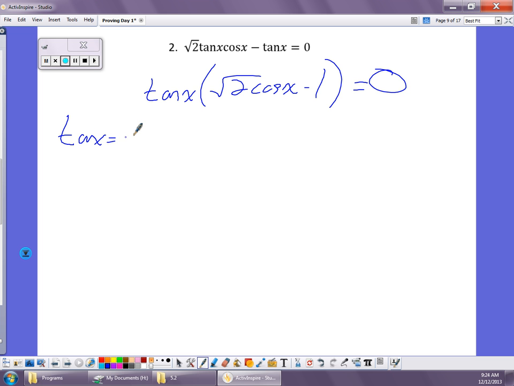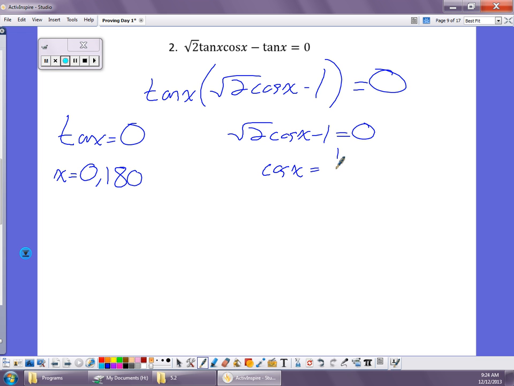So tangent x equals 0, and root 2 cosine x minus 1 equals 0. But root 2 applies to the tangent and the cosine, so as long as I keep it on one of them, it's fine. Okay, so tangent x equals 0 at 0 and 180. Here you add 1, divide by root 2, so you get cosine x equals 1 over root 2. Again, that's not something I'm used to seeing, but you should be starting to realize if you rationalize this, you get root 2 over 2.